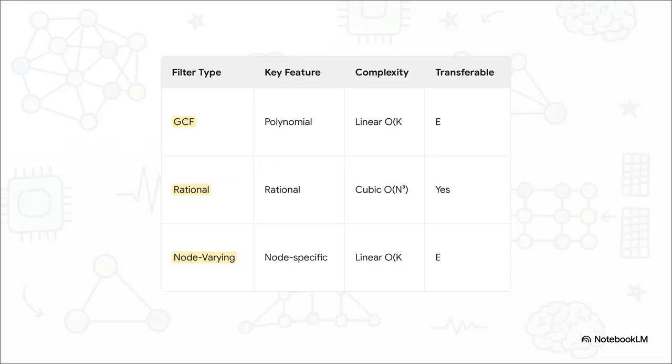So as a researcher, you're faced with a classic trade-off. You've got the GCF, which is efficient, it has linear complexity, and it's transferable. Great. Then you have rational filters, which can create much more complex responses, but you pay a price. The complexity jumps all the way to cubic. And then you have something like node-varying filters. They're super flexible, with different parameters for each node, and they keep that nice linear complexity. The catch? They lose transferability. They're stuck on the graph they were trained on. The right choice really just depends on the problem you're trying to solve.